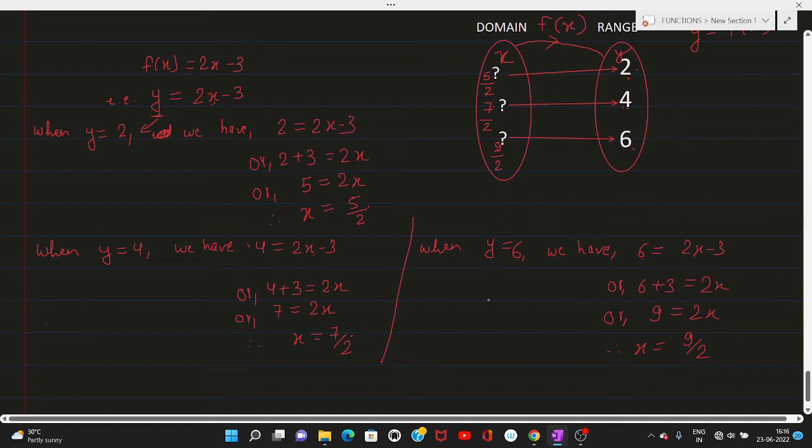So ultimately we have found our domain. So therefore domain is a set of all x. So it is 5 by 2, comma 7 by 2, comma 9 by 2. So this is our answer.